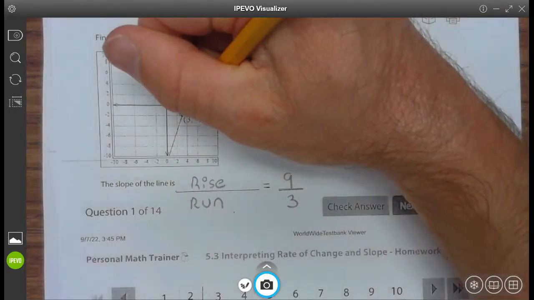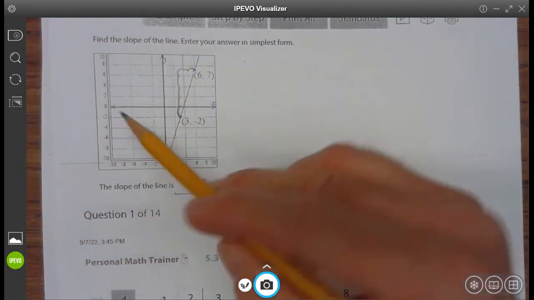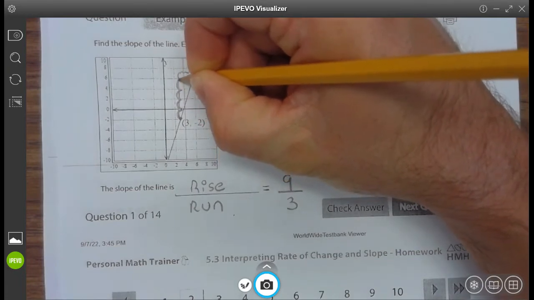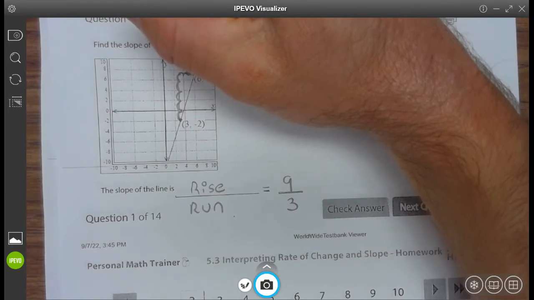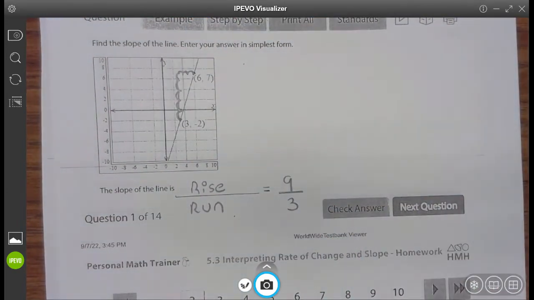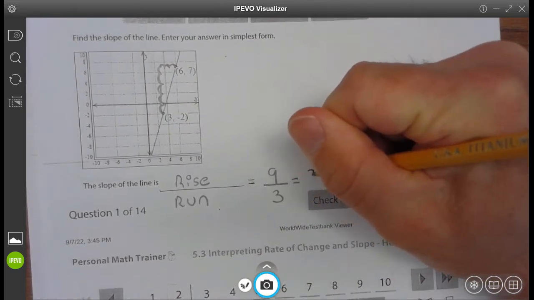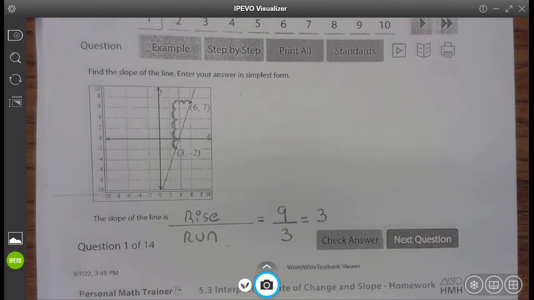So let's double check that. Remember, and I almost made the mistake twice. We're counting by 2's, not 1. So 2, 4, 6, 8, 9, and then 1, 2, 3. Okay, well, 9 divided by 3 reduces to be 3. All right, go ahead and finish up example 1.